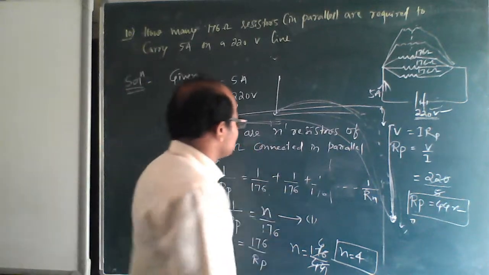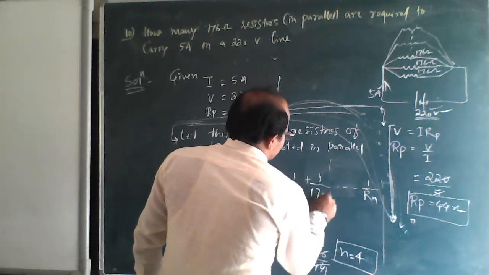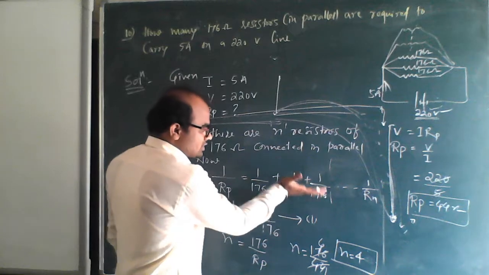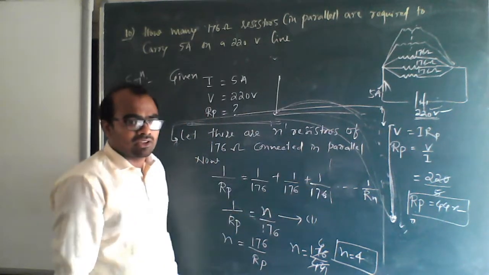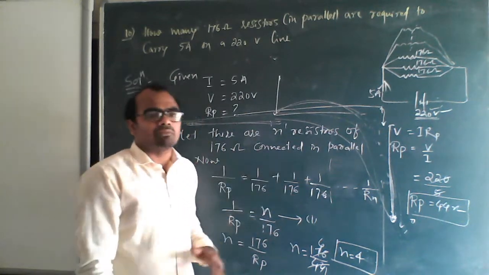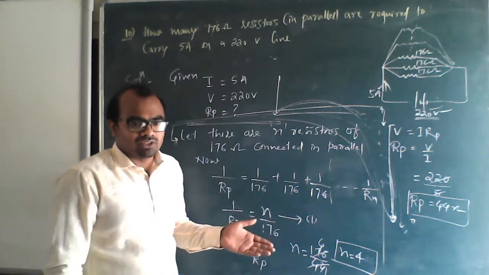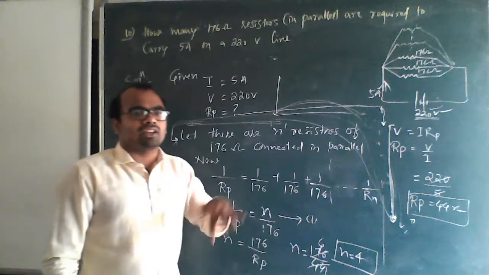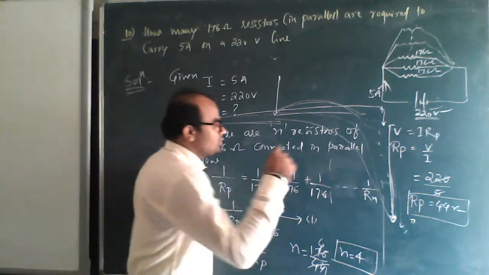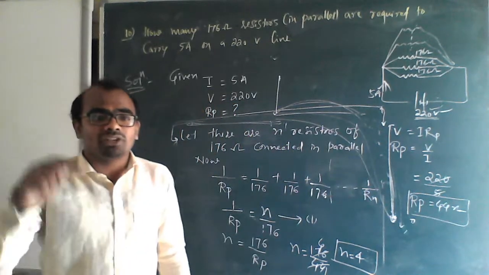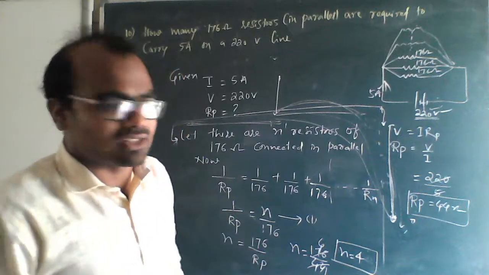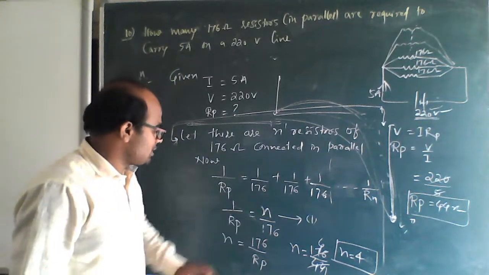So how many are there? If there are 3 resistors, we get 3 by 176. If there are 4 resistors, we get 4 by 176. If there are 5 resistors, we get 5 by 176. Now there are n resistors. That means we get n by 176. 1 by Rp is equal to n by 176.